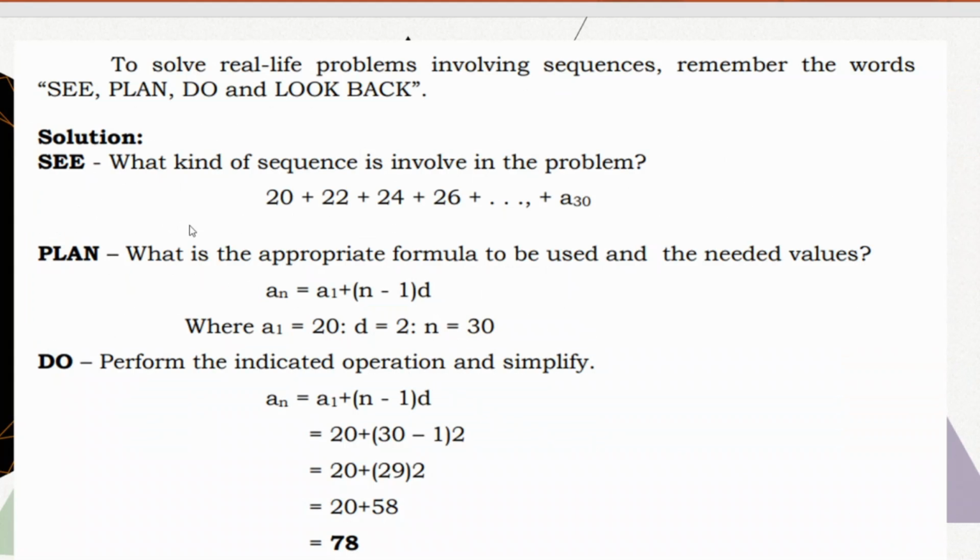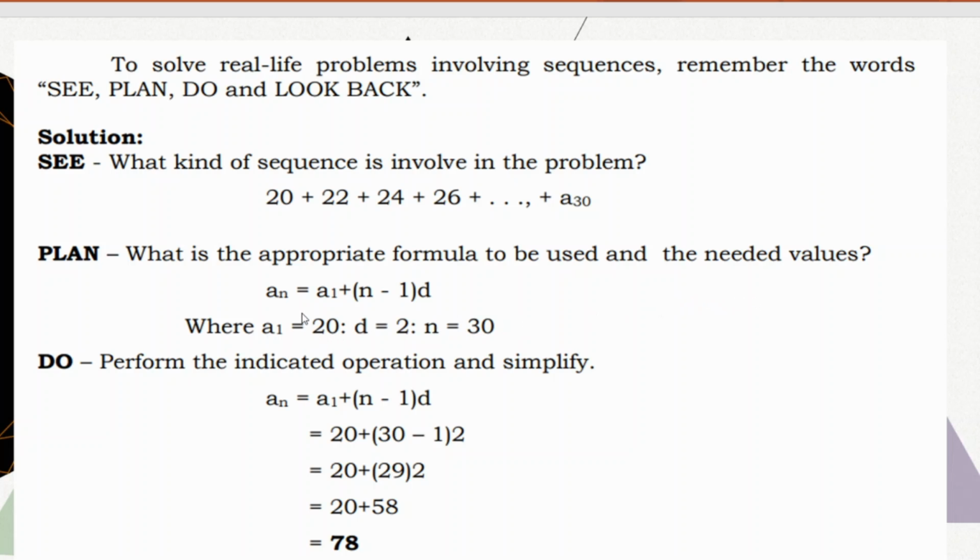So, how will it be for your solution? So, let's see what kind of sequence is involved in the problem. Here we have 20 plus 22 plus 24 plus 26 until you come up with the 30th term. Then you need to plan. So, what's the appropriate formula to be used and the needed values?